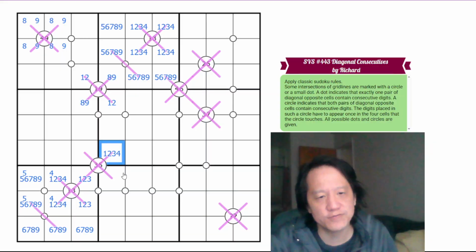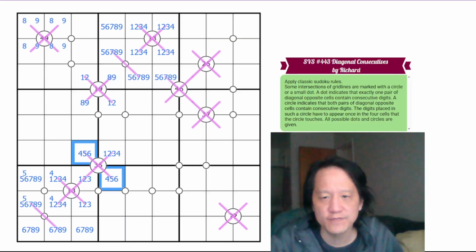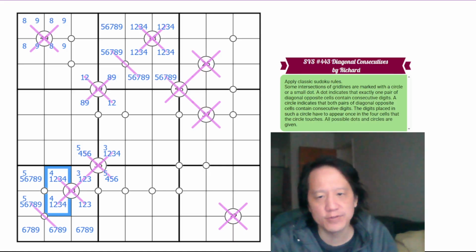So this is 1 through 4. We're guaranteed a 3 has to be here. So this must be 5 with 4 or 6, and we're not sure which. So we're guaranteed a 5 here. We're guaranteed a 3 here. 4 is consecutive with 3. So this cannot be 3 here, which means 3 has to be one of these two.